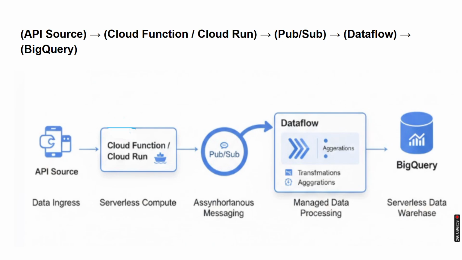These are the steps which we are going to do. API source: we are going to fetch the real-time API data and we are going to use the cloud function to fetch the data from the API and we will be pushing it to PubSub, friends. So these are the steps which we are going to cover today.